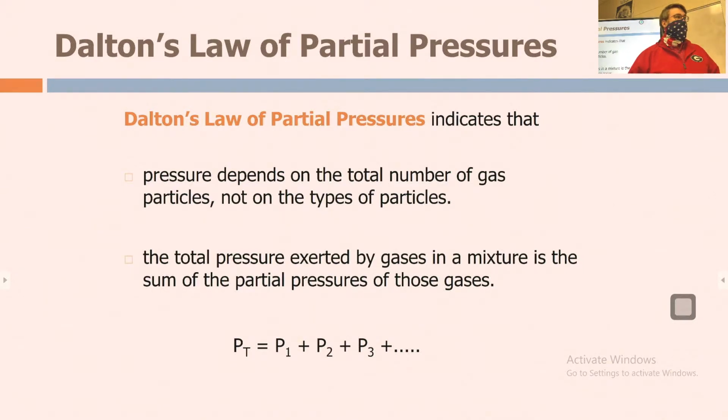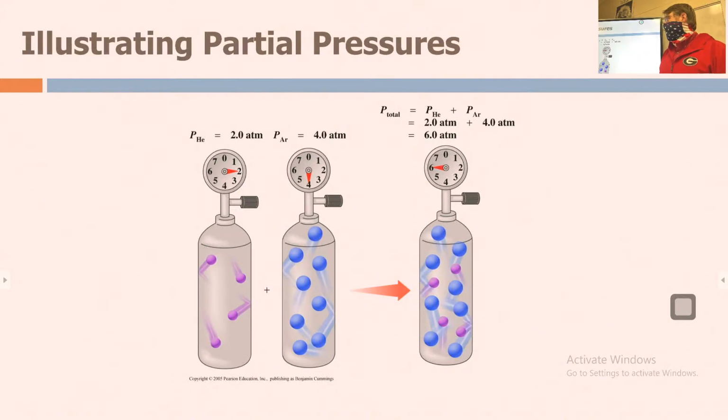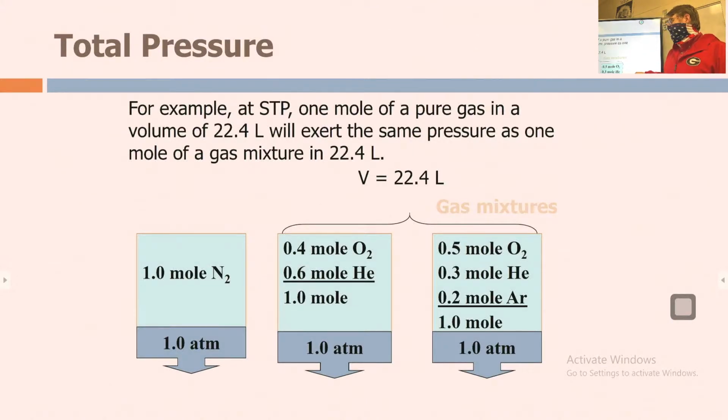From the equation on your half sheet, you can see the equation is just P total equals P1 plus P2 plus P3 and so on. So, for example, these two, helium pressure and argon pressure: helium has 2, argon has 4. If we add them to the same container, what's their total pressure? 6, because 4 and 2 makes 6.